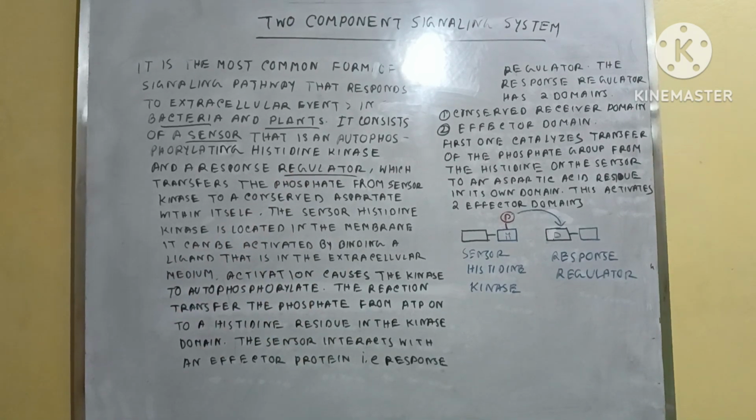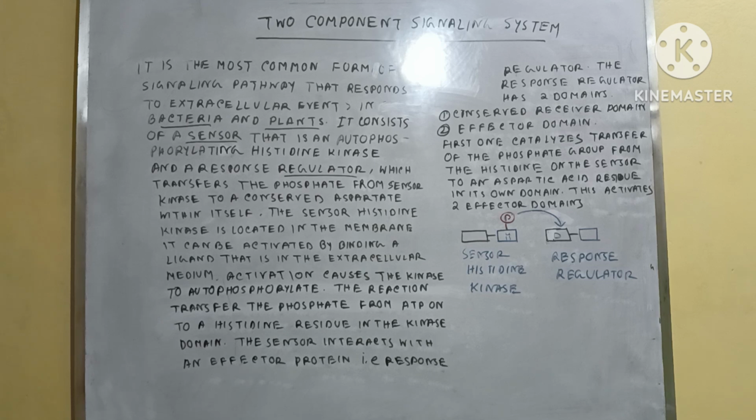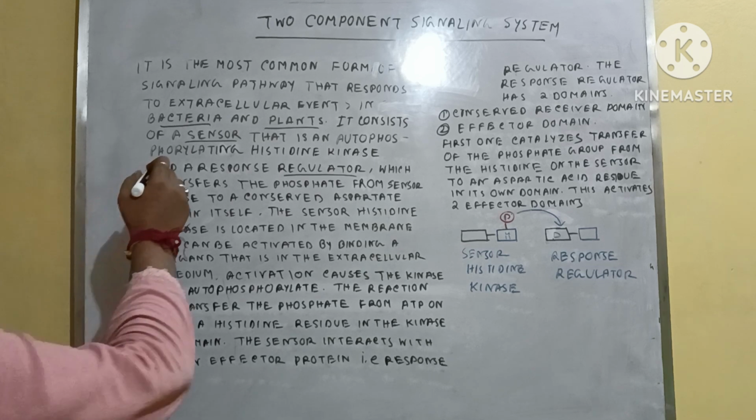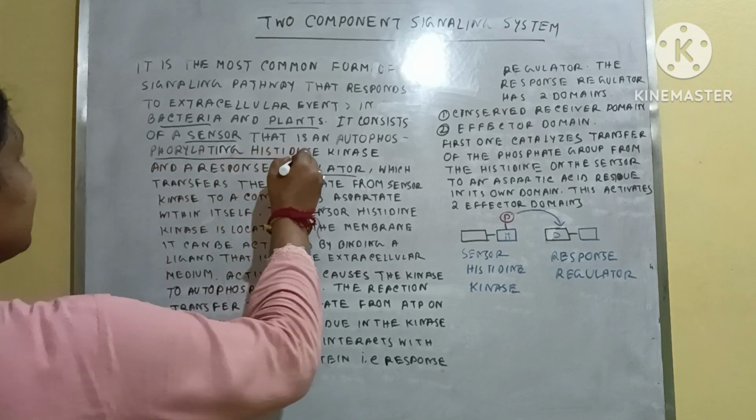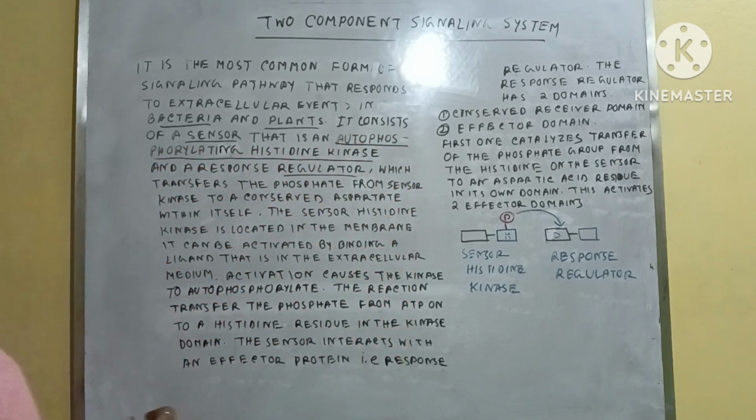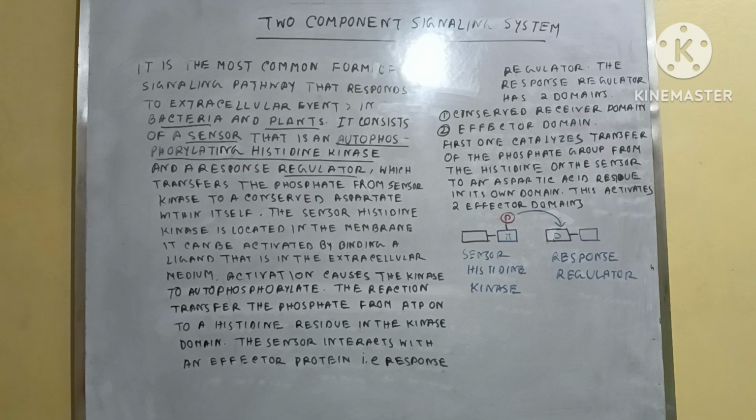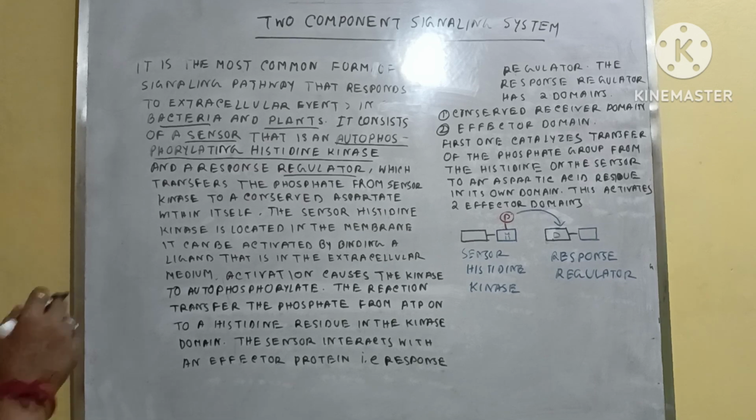Two important parts are involved here for continuing the signaling system: one is the sensor, another is the regulator. So what is the function of the sensor? The sensor is an autophosphorylating histidine kinase. And the regulator is the response regulator.